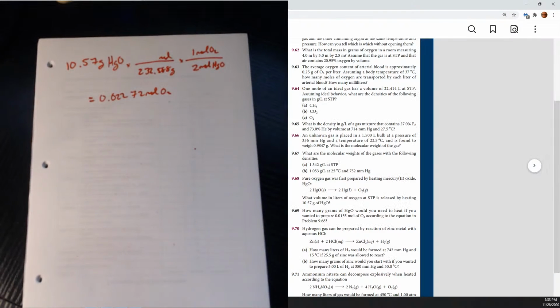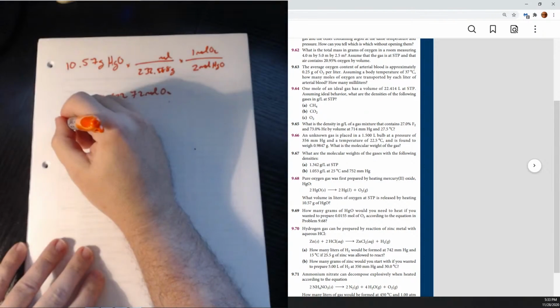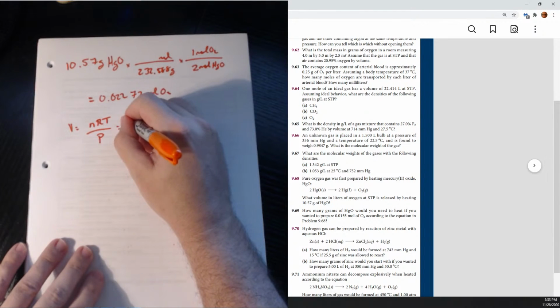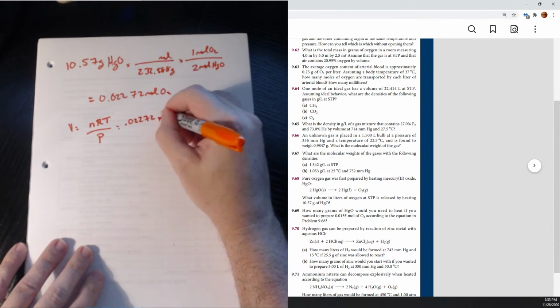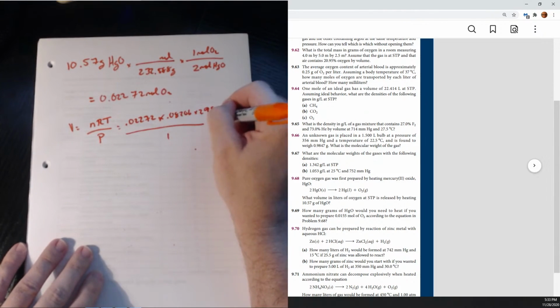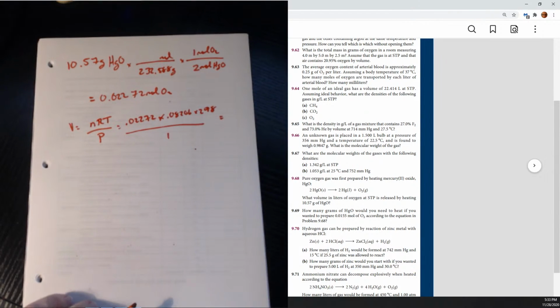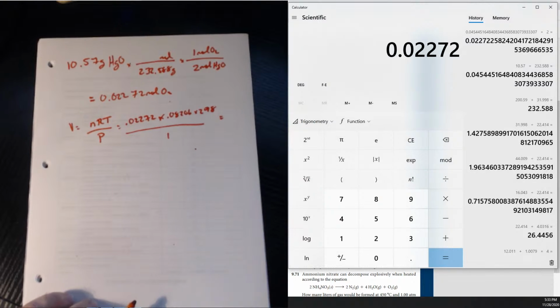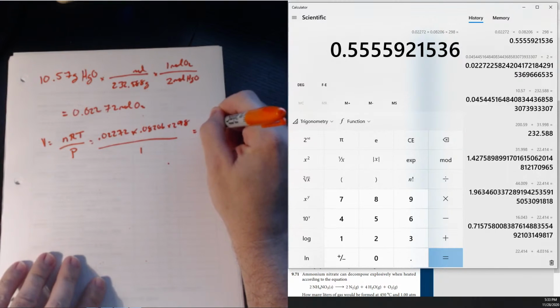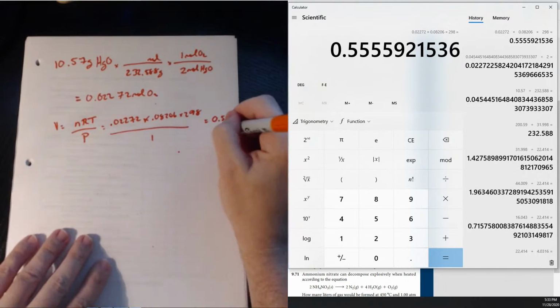And it's at STP? Yeah, you know me. Okay. So volume equals nRT over P. 0.02272 times 0.08206 times 298 divided by 1. It would help if I had my calculator up. 0.02272 times 0.08206 times 298. 0.5556 liters.